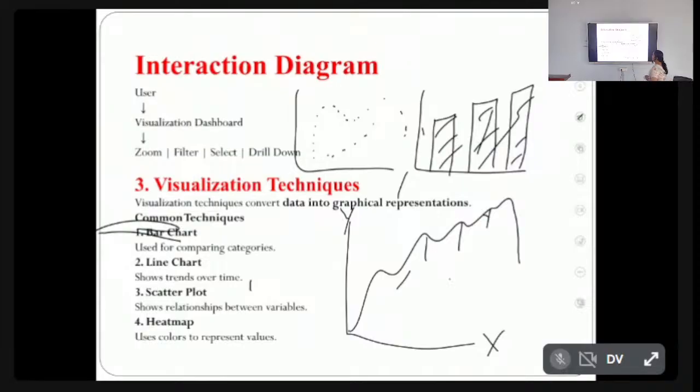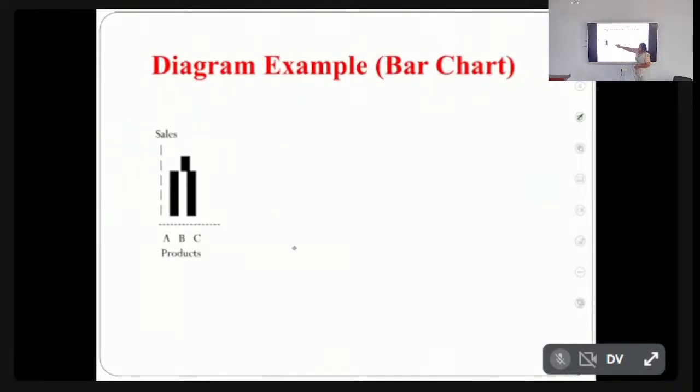And the fourth one is heat map. What do you mean by heat map? Yes, it is in the form of a circle. Not a pie chart, it is in the form of a circle. It is used to represent values by using different colors. Clear? So these are the visualization techniques. Here these are the examples. This is a bar chart. Similarly, we have done scatter plot, right?